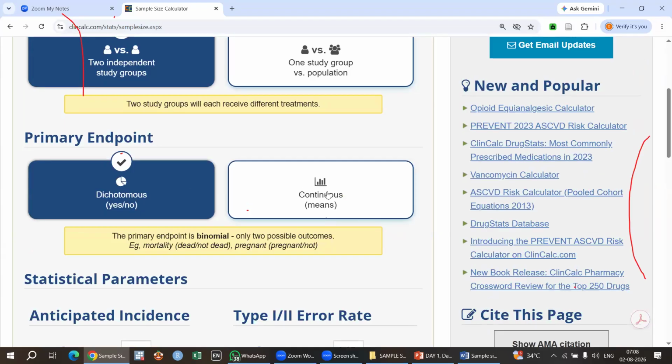I have explained this to you very well. So please tell me, if my primary endpoint or primary outcome is pain at 2 hours after surgery, yes or no, present or absent, which type is my primary outcome? Is it dichotomous or is it continuous? Please tell me. Dichotomous. Yes. Very good. So you are getting it. Binary. Very good.